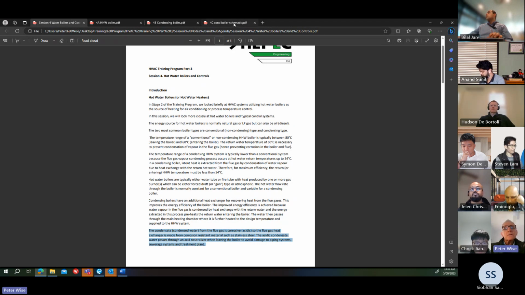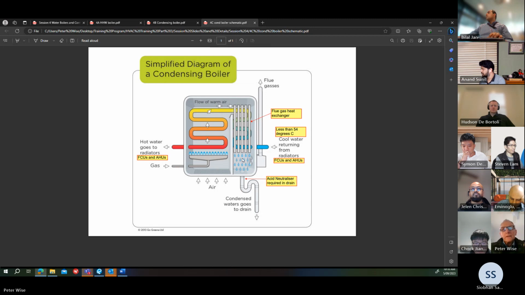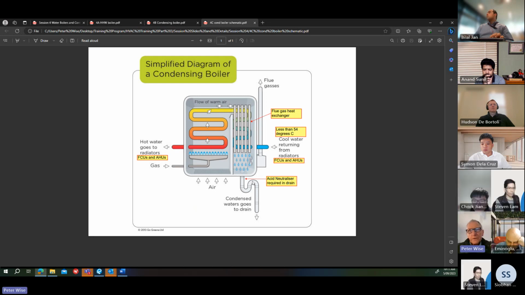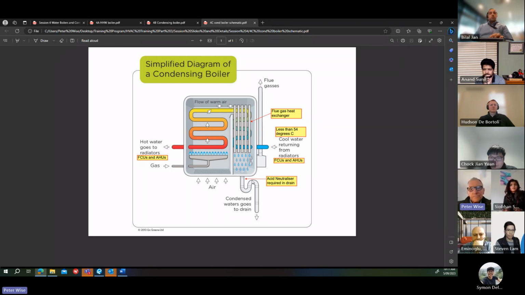So just going back to that schematic again, the condensate, which is acidic, drops into the drain of the boiler. It doesn't show it here, but I've added a note that you need a neutralizer in the drain. Now you'll find when you're talking to suppliers for condensing boilers that they will always offer a neutralizer. You don't have to take it, but it's a good idea to take it.